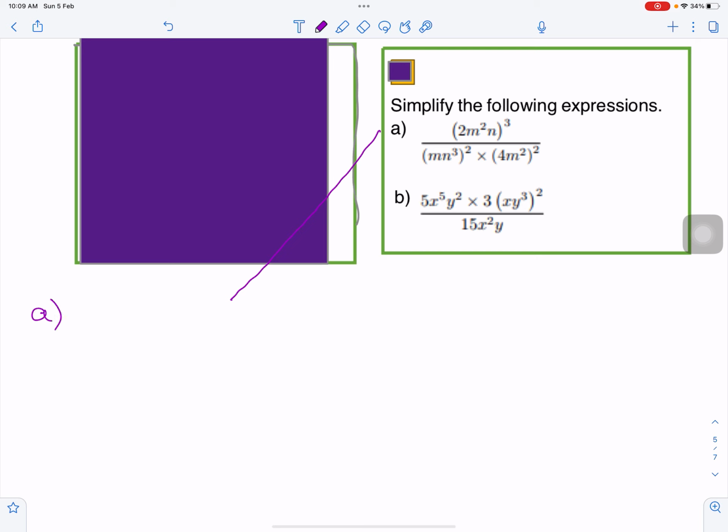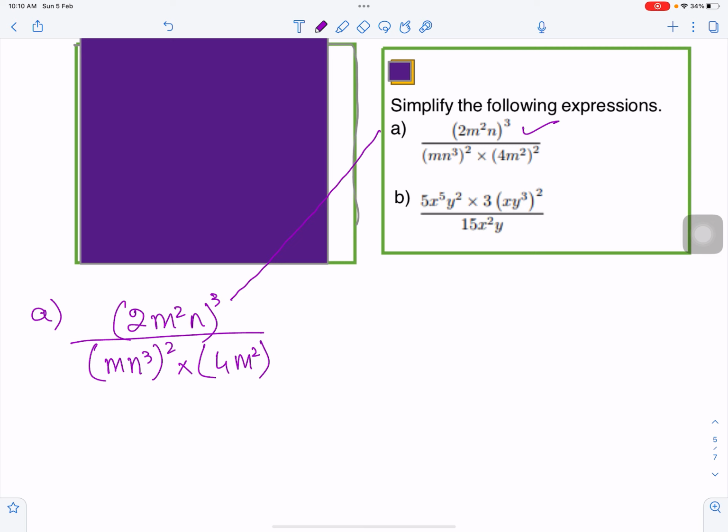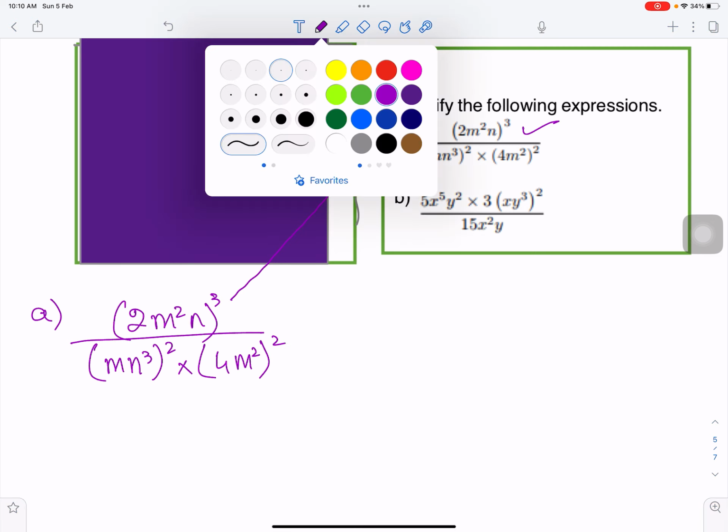So now, look at the numerator first here. It is 2m square. Okay, let me write the question as it is: 2m square n power 3, divided by (m n cube) square into (4 m square) power square. Do not get confused looking at this look of the question.